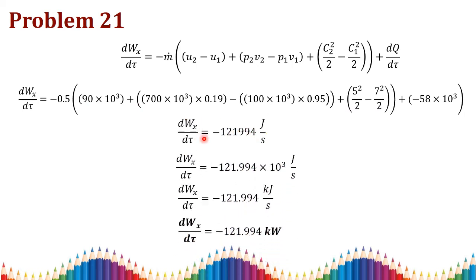Then you will get dwx by d tau as minus 121,994 joule per second. So this can be written as minus 121.994 kilojoule per second. We know that 1 joule per second is watt, so we can write dwx by d tau as minus 121.994 kilowatt.